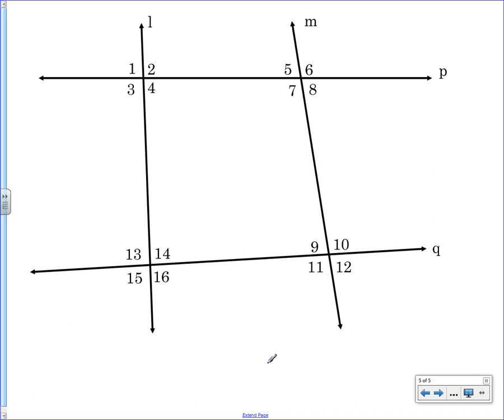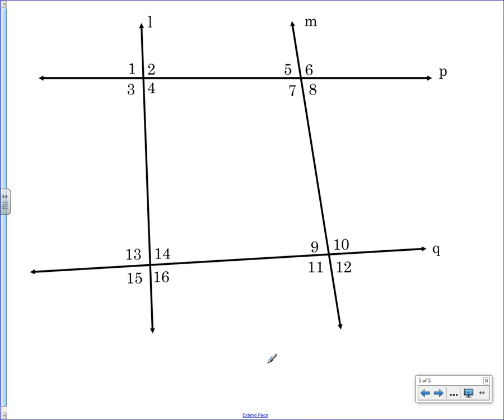I don't care. Let's do 4 and 13. 4 and 13. What do you think? Alternate interior. Everybody okay with that? What about 6 and 7? 6 and 7. Vertical. 6 and 7 are vertical.